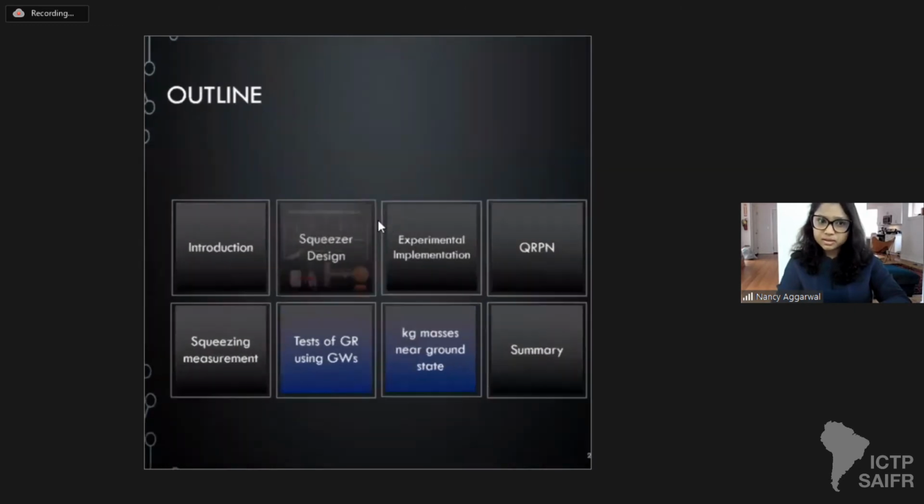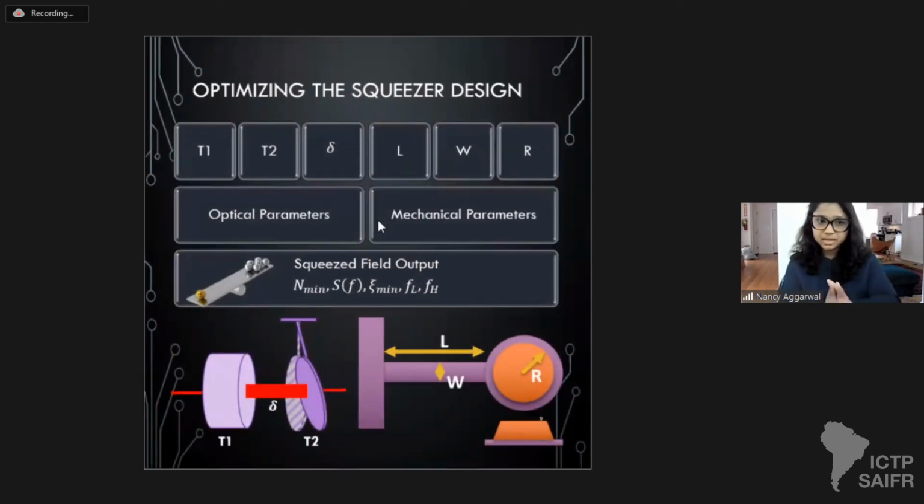So how do we design this thing? The main workhorse that I developed was this big optimization, where I took the optical parameters of the cavity, which is the mirror transmission, and the mechanical parameters of the oscillators, the geometry of the oscillator, and then looked at the squeezed field as a function of all of these parameters.